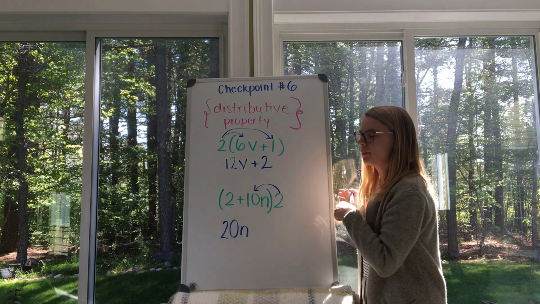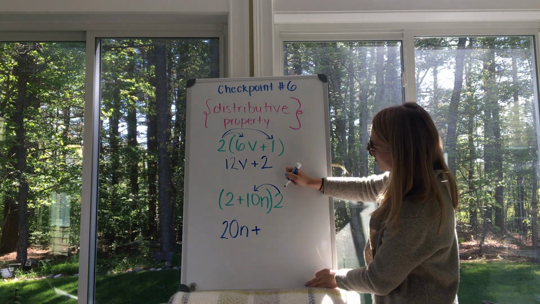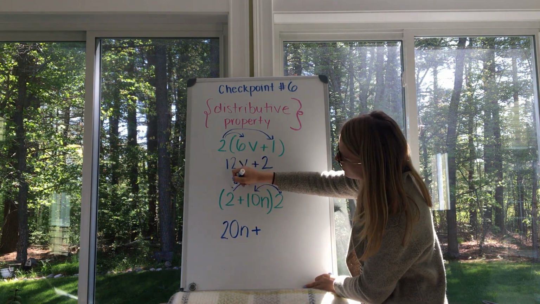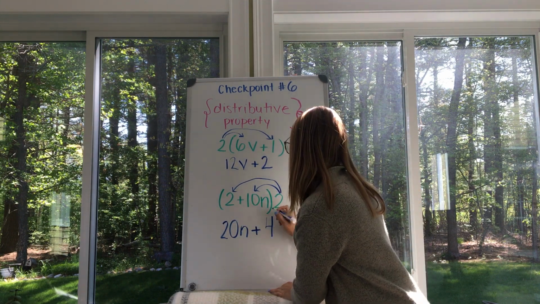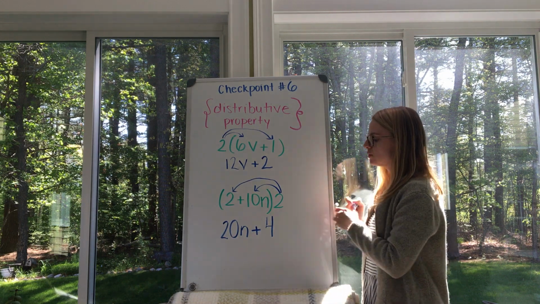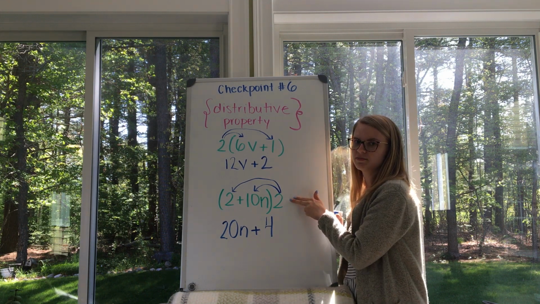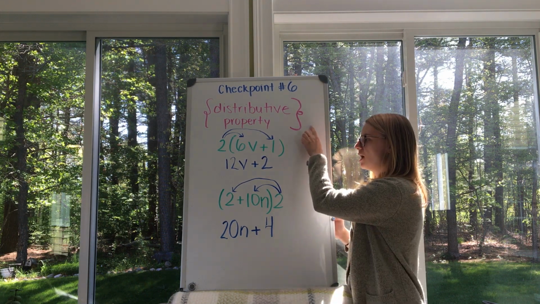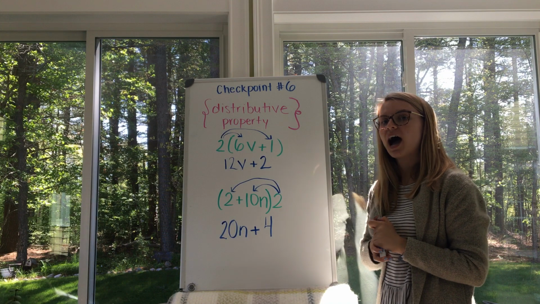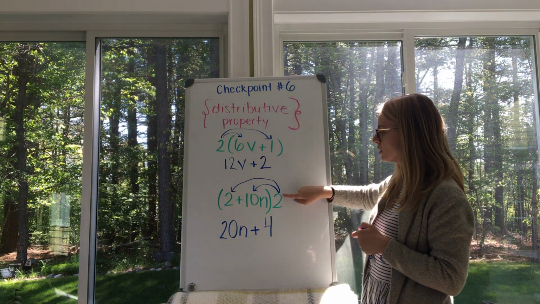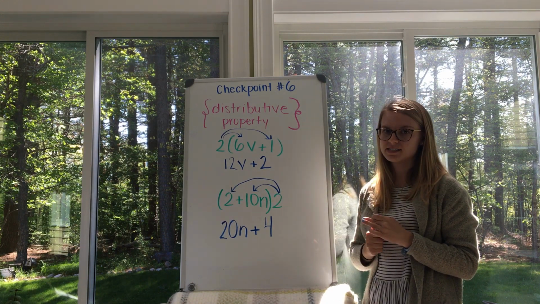We're going to keep the same operation that's in parentheses. So we're keeping the addition sign. And then we're going to distribute 2 times 2 equals 4. Okay. And so our new expression, 20n plus 4, is the same as our expression in green. We use the distributive property by distributing the number on the outside. If you're stuck, I would recommend using arrows. Make sure you multiply the number on the outside by each number inside the parentheses.